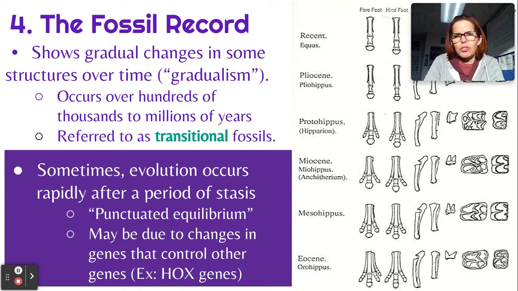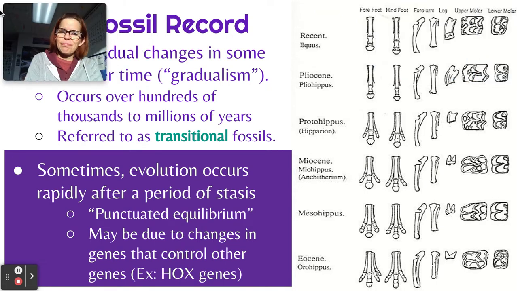It may be due to mutations in genes that control other genes. So we just got out of our gene expression unit. You know that there are genes that control other genes. There are genes, for example, called Hox genes. These are master controller genes that determine the shape of the body, where the legs form, where all the bone structures form. If you mutate a Hox gene, the vast majority of the time you're going to have a severe disability.